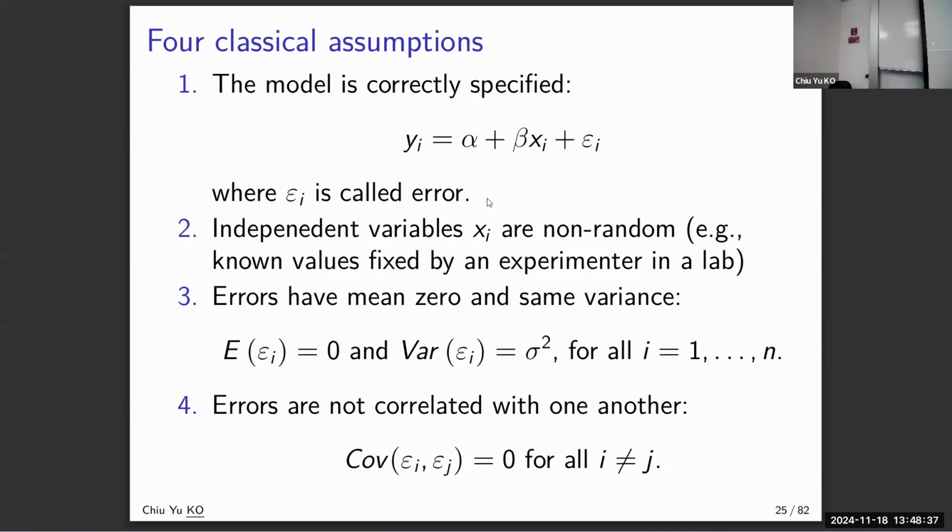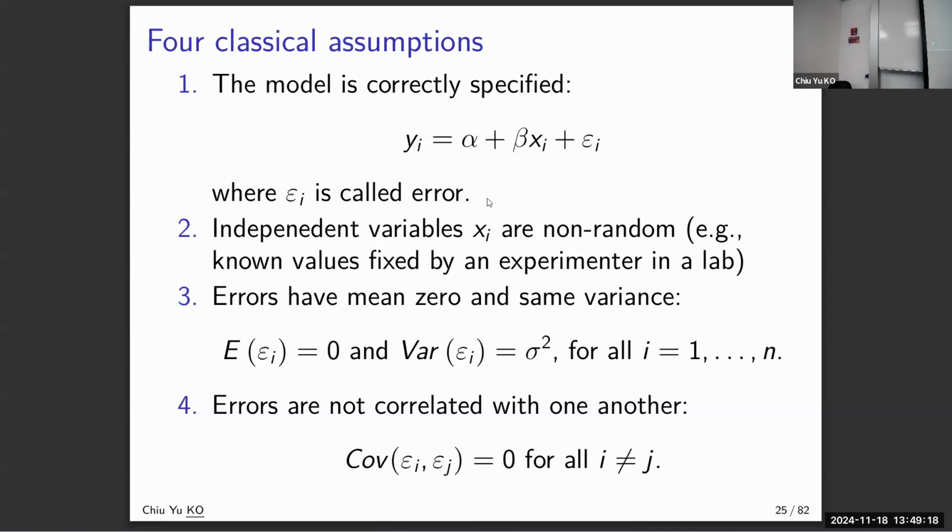And of course, these are all idealized assumptions. Nothing in the world will satisfy that anyway. And 3 is an easy idea. What it says is epsilon i has mean 0 and variance sigma square. What does that mean? Remember, epsilon i is the random factor, the error, the thing that is not captured by X. So we say, on average, the impact of, say, the EQ or the luck is 0. Some people may have good luck, some have bad luck, but on average it is 0.